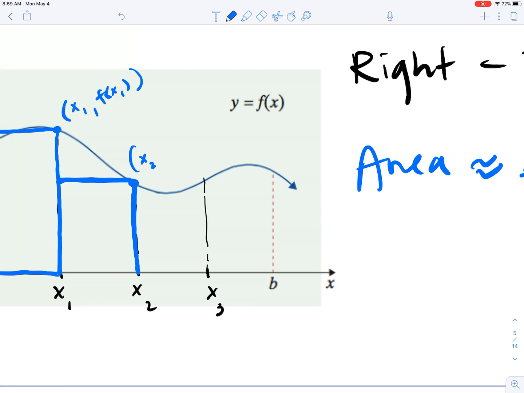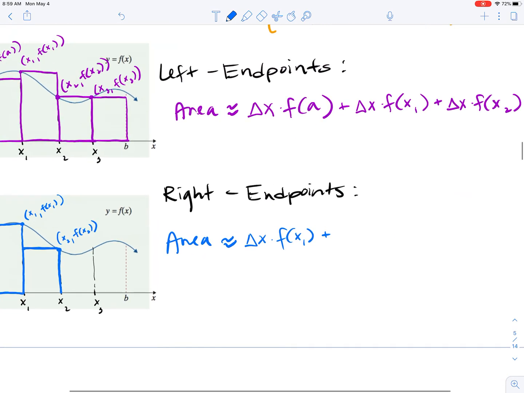The second rectangle would have a height that would correspond to f of x sub 2.